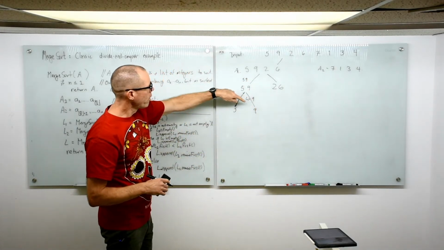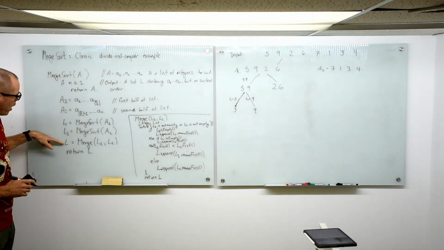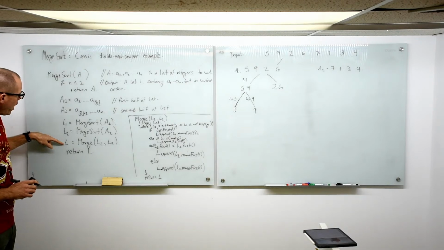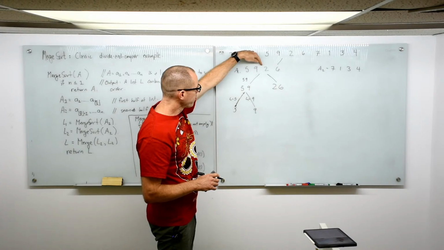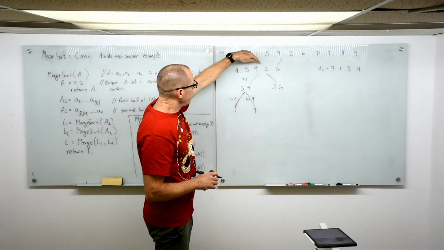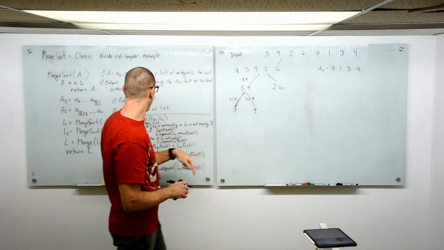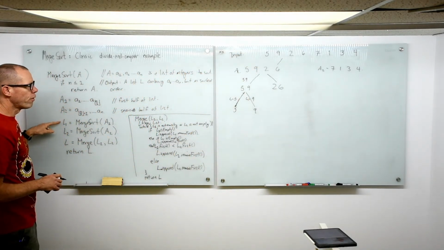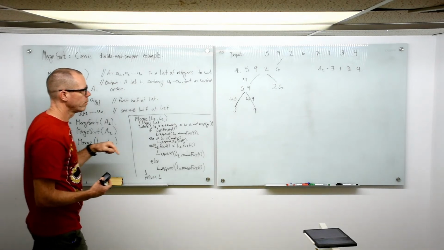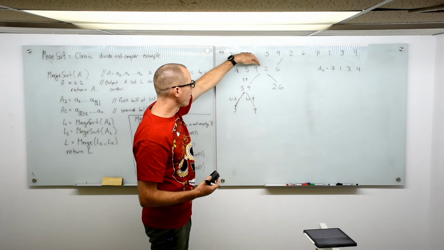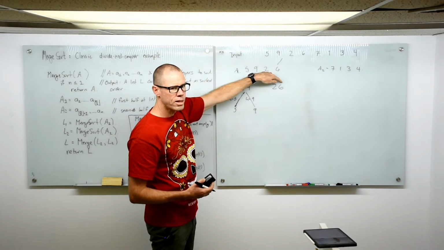And then both lists are empty, so it's done. So the merge is done. It gives the list containing 5, 9, and then it returns that list up to the parent. Now at the parent, we have just finished the recursive call to sort the first half of the list, the list that contains 5, 9. Now we have to do the recursive call to sort the second half.